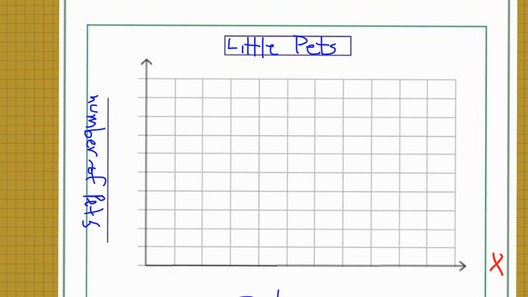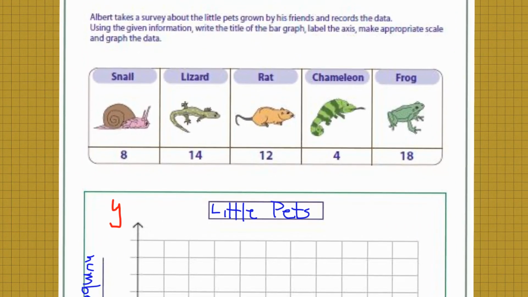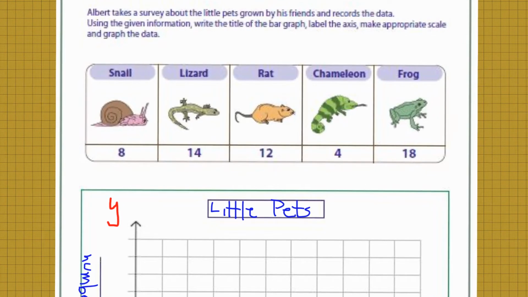Let's look at the number of pets axis. What do we call that? Hopefully you said Y, awesome. And that is known as the dependent axis, okay? Yay. The next thing we're gonna do, if you look at the directions, it says make the appropriate scale, or label the axes and make the appropriate scale.